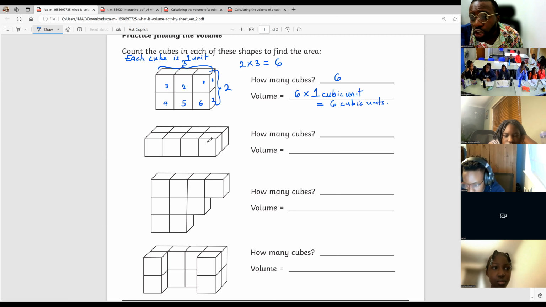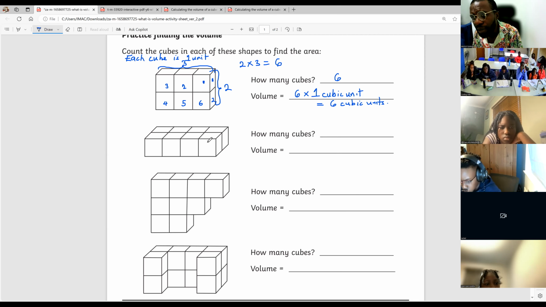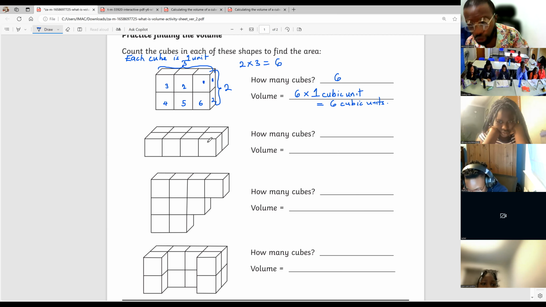So if you want to know the volume of all 20, you just have to do 20 times the volume of 1. That makes sense? Does that make sense, Isabella? Kind of.